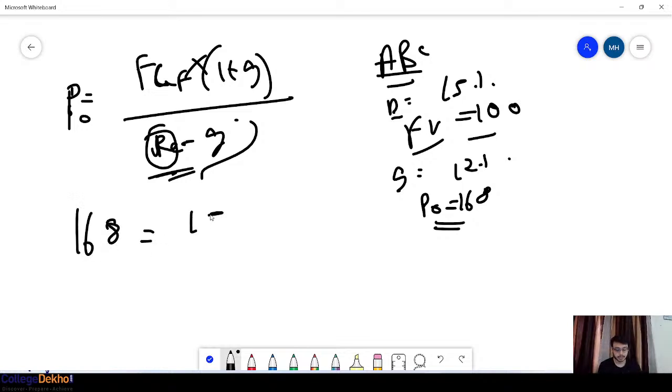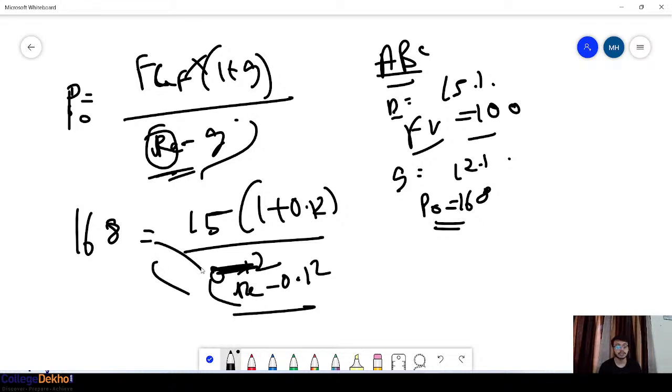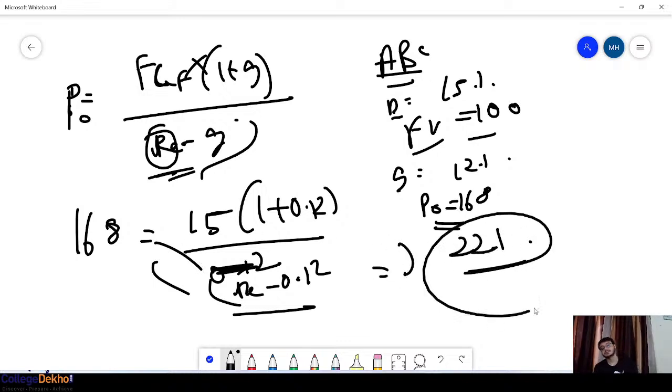Dividend of 15%, growth rate is 12%. K is given to you as 12%. No, K we have to find out. Minus 0.1. Just interchange the formula. Cross multiplication. And once we do it, we get the K as 22%.